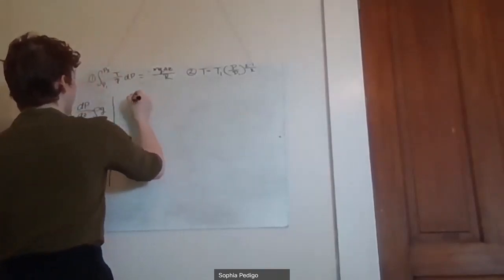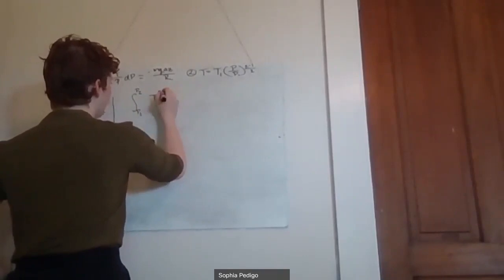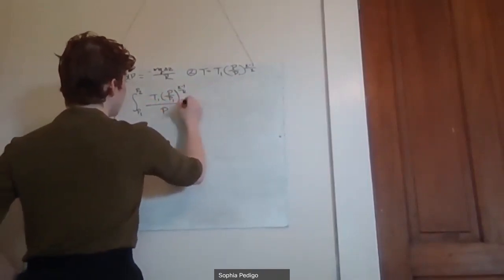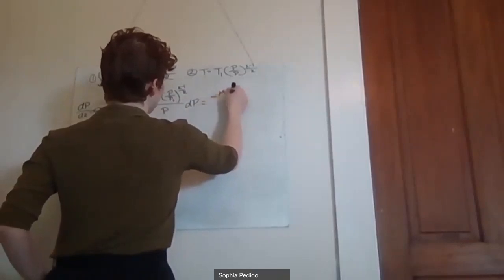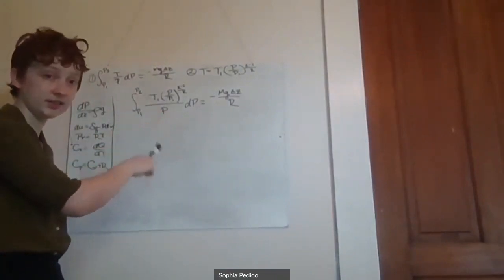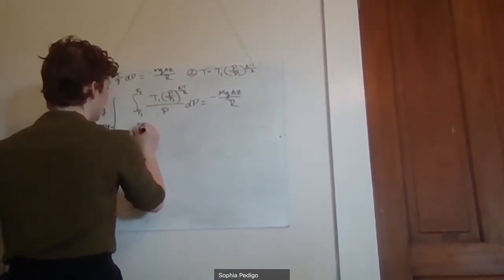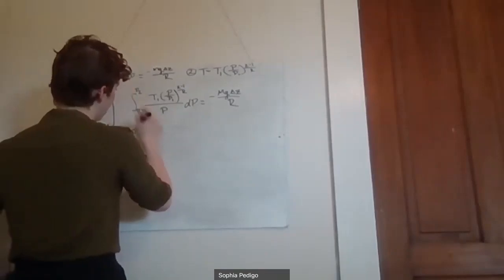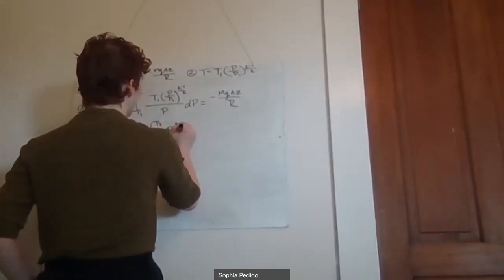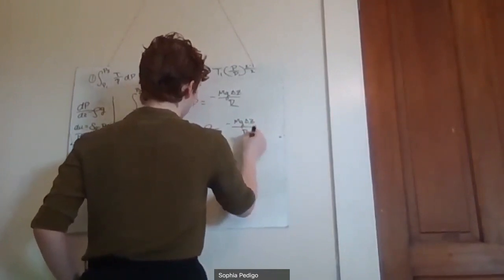So we're going to end up with the integral from some initial pressure P1 to some final pressure P2 of the equation that we just solved for, T1 multiplied by P over P1 to the K minus 1 over K, divided by P dP equals negative mg, the change in altitude, over R. Now, T1 and P1 are constants, so we're going to take those out of the integral, and we will get T1 multiplied by P to the 1 minus K over K, integral from P1 to P2 of P to the K minus 1 over K minus 1 dP equals negative mg delta z, or change in altitude, over R.